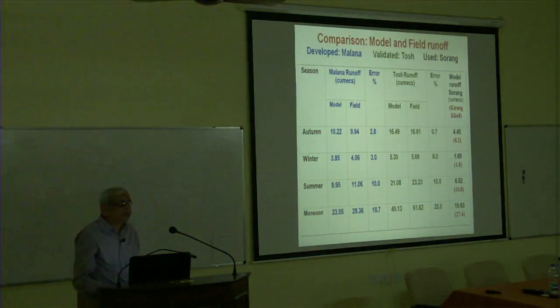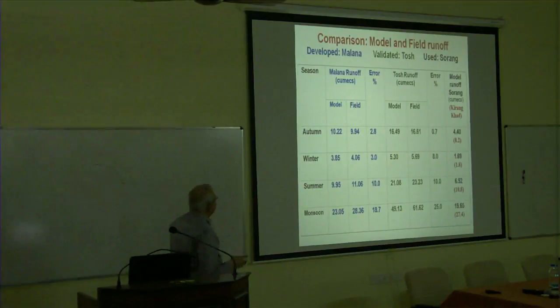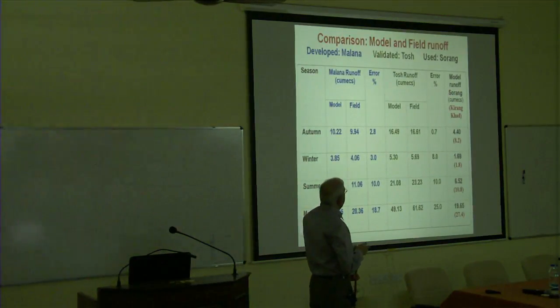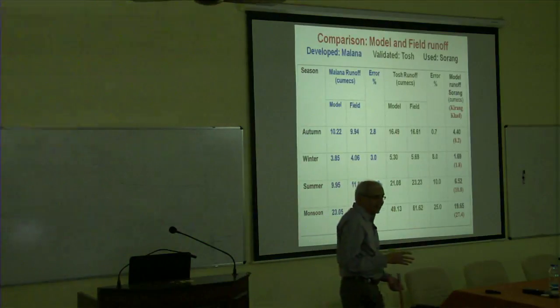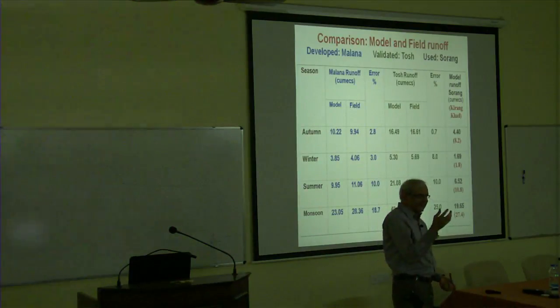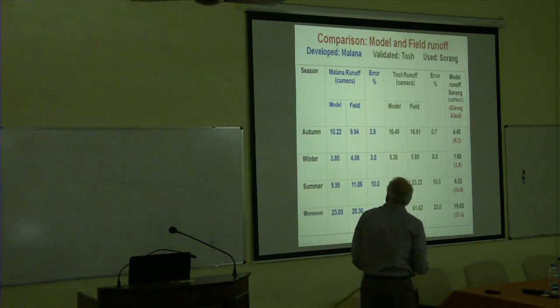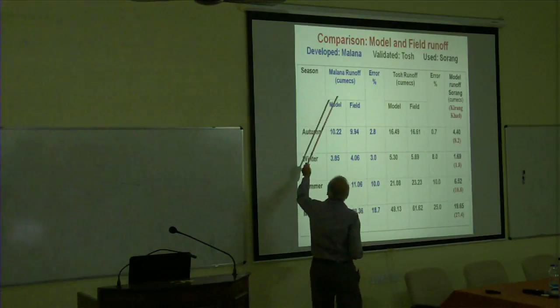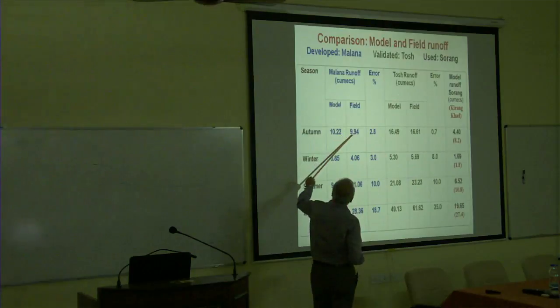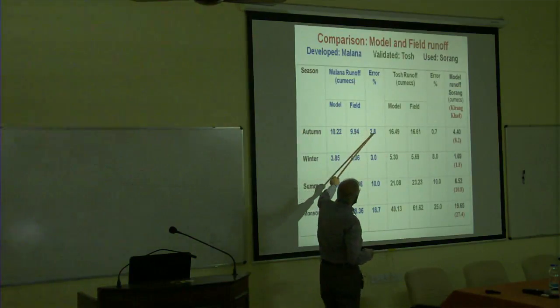Now, when you run this model, you can see how it compares with the field, actual values. That is what it is all about. And you can see here in autumn, in Malana Nala, the model is 10.2 and field is 9.9, error is given.